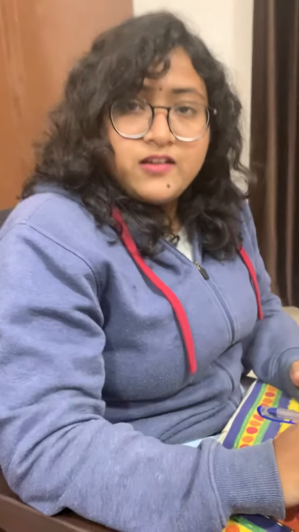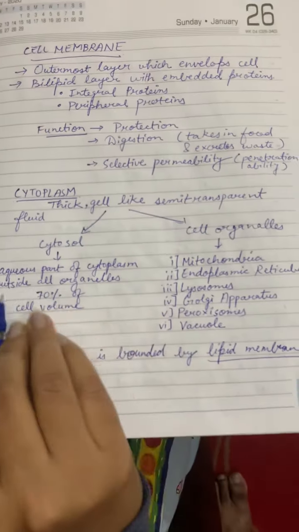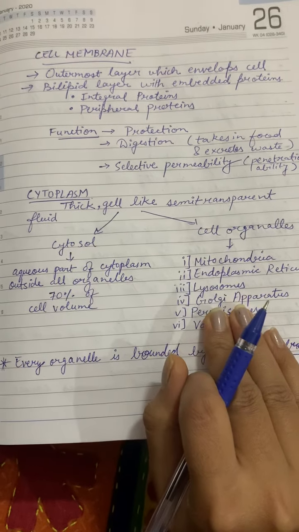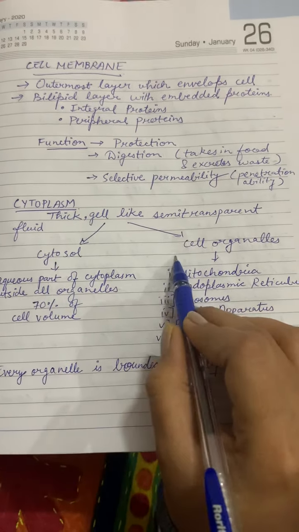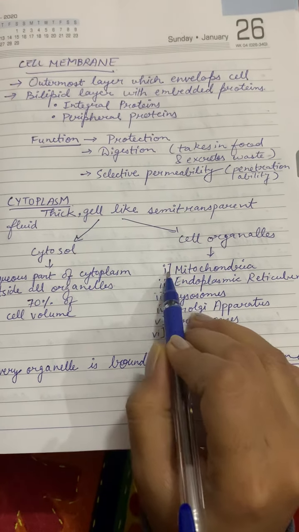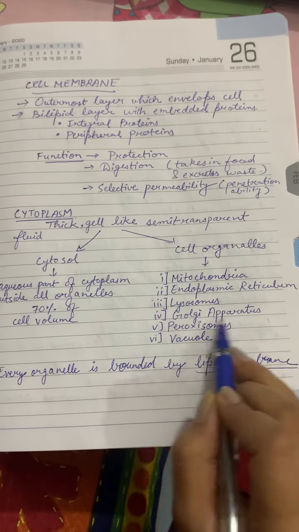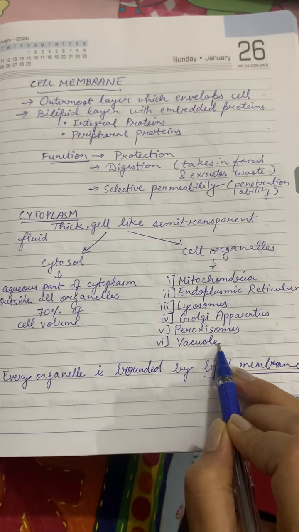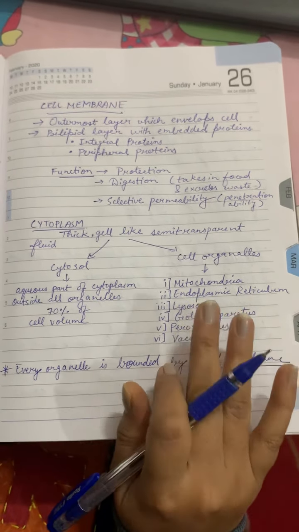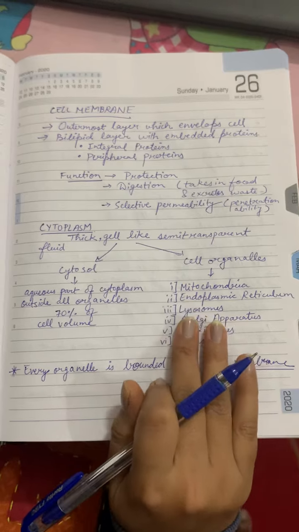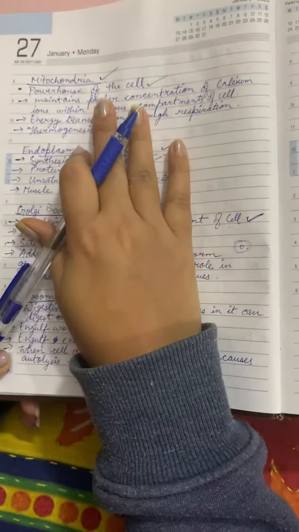So let's focus again here. Cytosol is actually the aqueous part of cytoplasm, and it holds all the cell organelles, right? Now 70% of the cell volume is cytosol, and the remaining part is cell organelles. So cell organelles are basically mitochondria, endoplasmic reticulum, lysosome, Golgi apparatus, peroxisomes and vacuole. Now we will learn about all these cell organelles and their functions. Right? Now every organelle is bounded by a lipid membrane. So let us discuss the functions of these organelles.